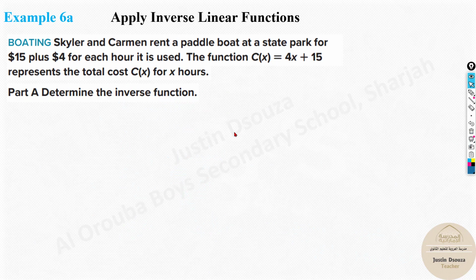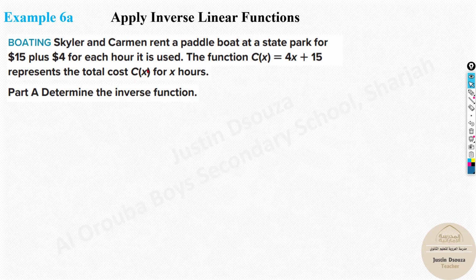Now we have a real world problem. Skylar and Carmen rent a paddle boat at a state park for $15 plus $4 for each hour it is used. The function c of x equals 4x plus 15 represents the total cost c of x for x hours. You can see the initial amount they are paid to rent the paddle boat is $15. Then for each hour you need to pay $4. So 4x, each hour. This is the slope.